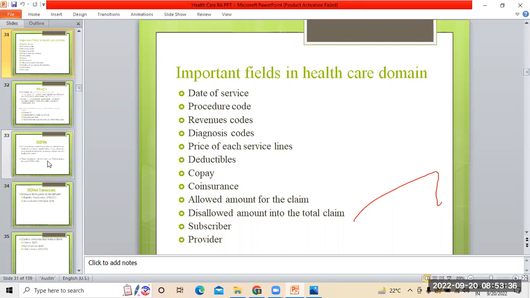Next, revenue code. Revenue code means you know about financials, receivables. Next, diagnosis code. For every diagnosis, there is a code which is applied for that. So these are the three different codes you have: procedure codes, revenue codes, followed by diagnosis codes.